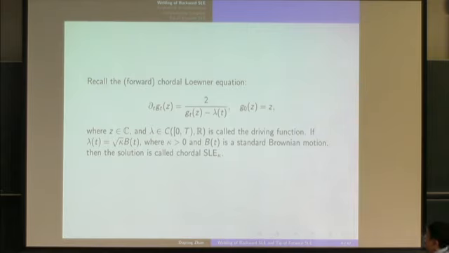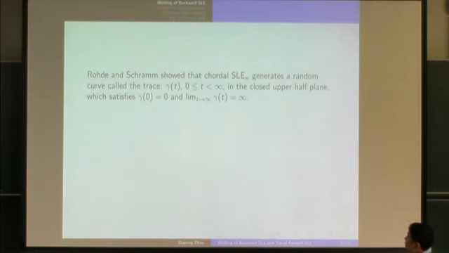coordinate equation. It is this: z is any complex number, and lambda is a driving function, a continuous function. If lambda t equals square root of kappa times Brownian motion, where kappa is a positive number, then the solution is called coordinate SLE kappa. This is well known. Rohde and Schramm showed that coordinate SLE kappa generates a random curve, called the trace, in the closed upper half plane, which starts from 0 and goes all the way to infinity.